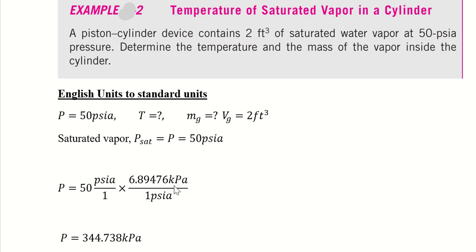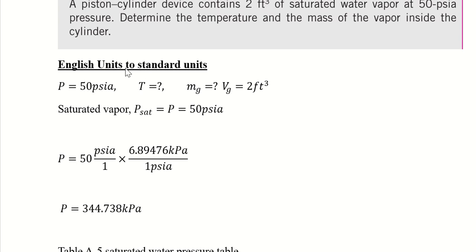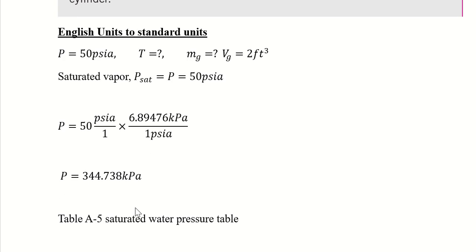6.9476 kilopascals. So you will convert the pressure from English units, 50 psi, to 344.738 kilopascals. At least you can deal with the feed, but the value of pressure matters a lot, so you have to know its actual number. And I will redo this number later on.